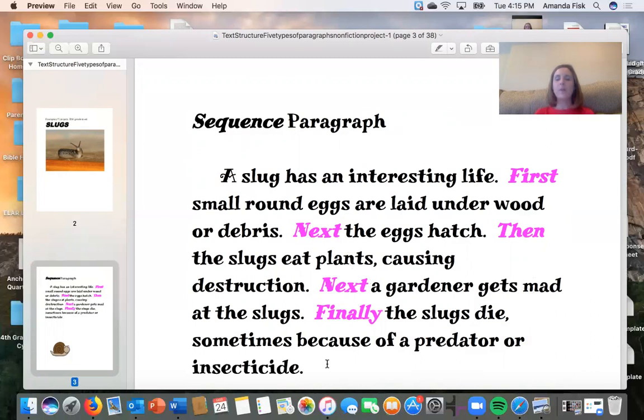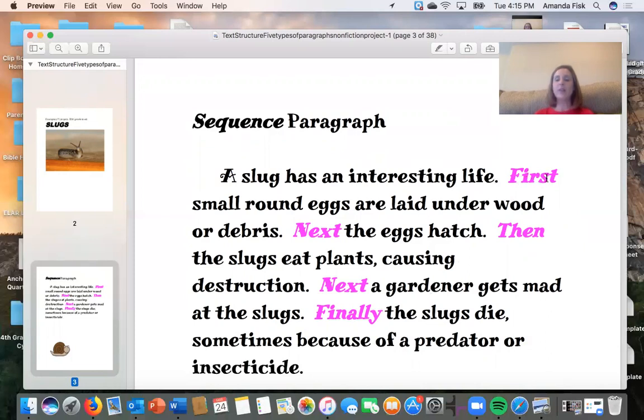So you'll notice first, they tell you that it has an interesting life. This is a topic sentence. A topic sentence tells you what everything else in that paragraph is going to be about. It is the main idea of the paragraph. The sentences that follow that are the details, and they tell you more about it. So it says they have an interesting life. Well, all of these sentences after that are going to tell you about its life.